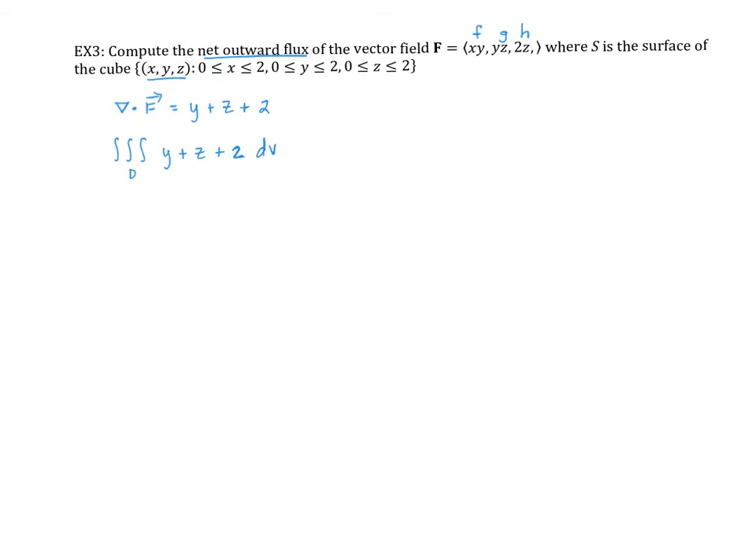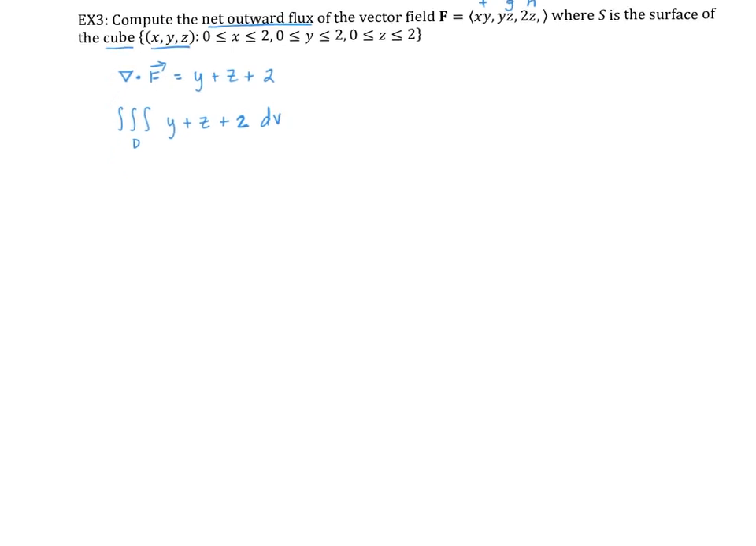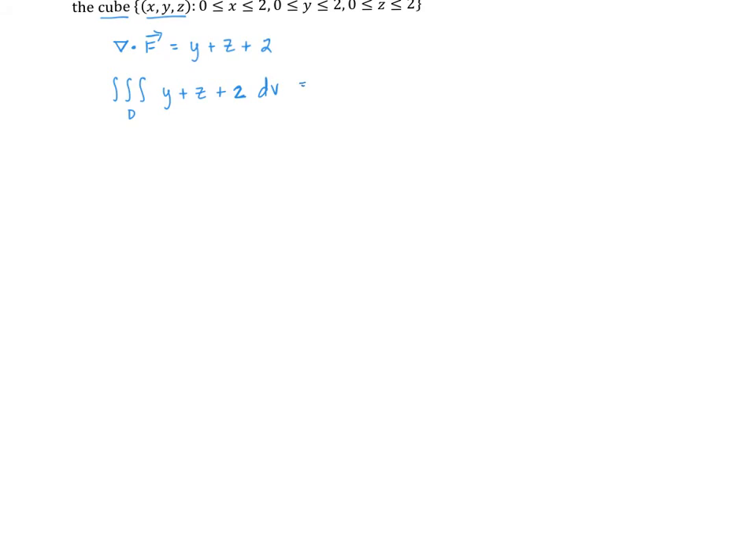What are my limits of integration? Simple. I'm looking at this cube, and my x, y, and z values are already given. Nicely constant limits of integration. So this triple integral is simply a triple integral where x, y, and z all go from 0 to 2. It doesn't really matter which one I integrate first, second, third, because they're all constant limits of integration. So I'm just going to do a dx, dy, dz.